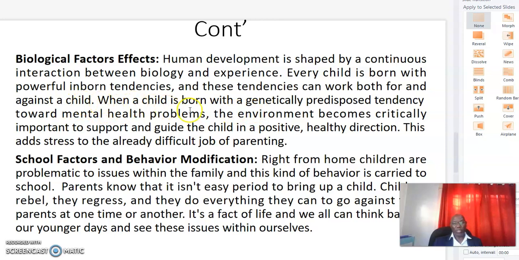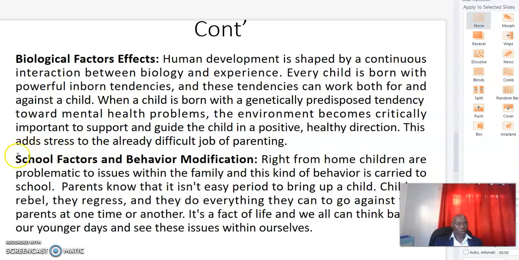When a child is born with a genetically predisposed tendency towards some mental health problems, their environment becomes critically important to support and guide the child in a very positive health direction. This adds stress to the already difficult job of parenting.